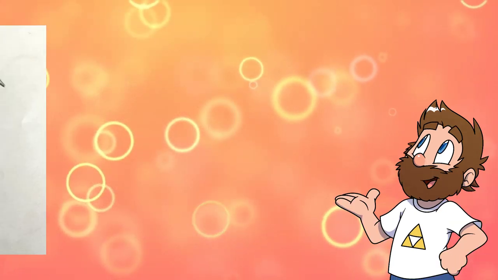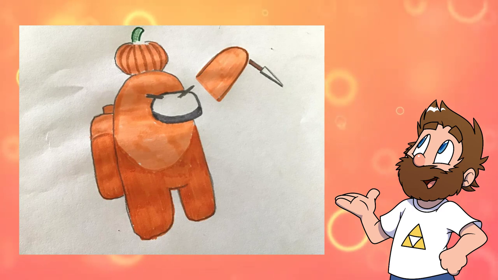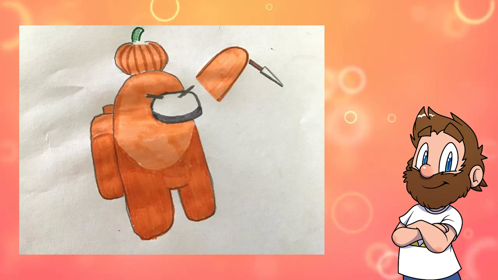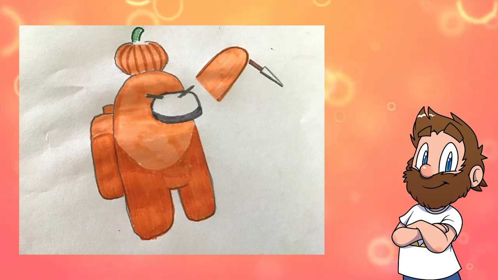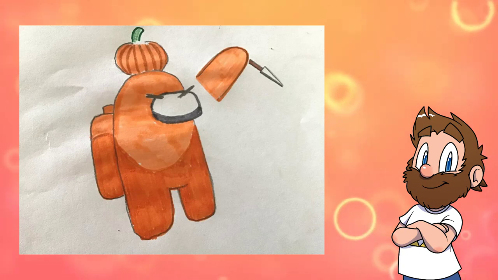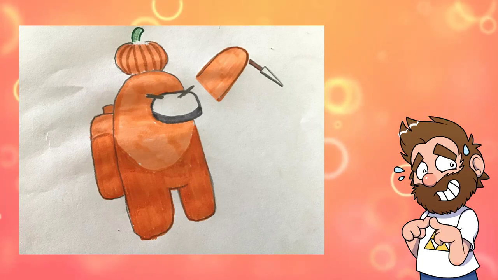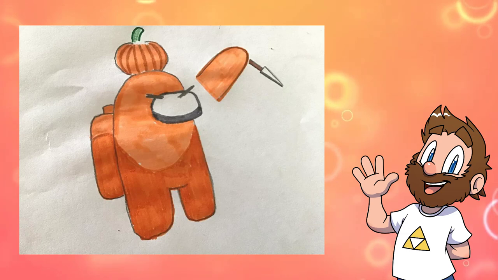Keep it up. Fredo over in the Discord did this really, really cool orange Among Us with the jack-o'-lantern slash pumpkin on the head and also a bit of a sharp weapon in the hand. That is a very terrifying looking imposter, if you ask me. This is wonderful stuff, and also I'm very partial to orange, if you haven't already figured that one out. But yeah, thank you very much for the submission, Fredo.